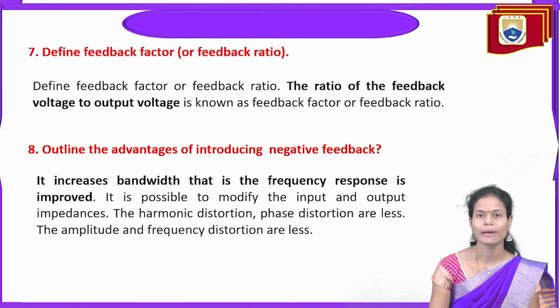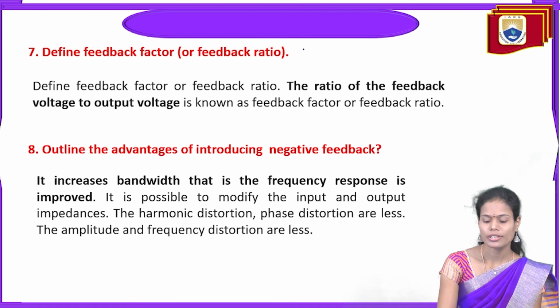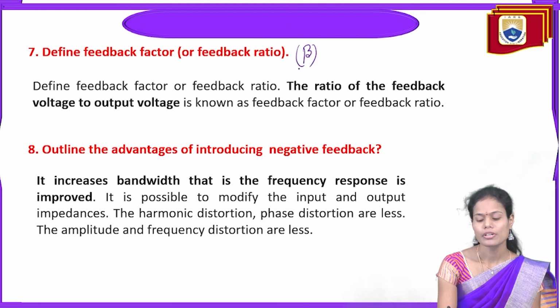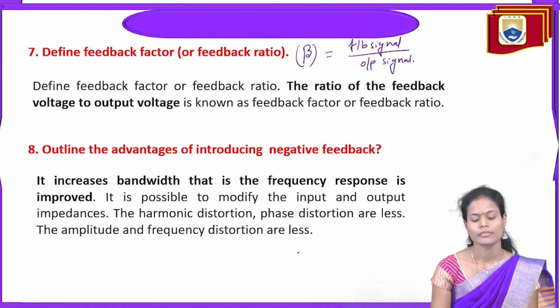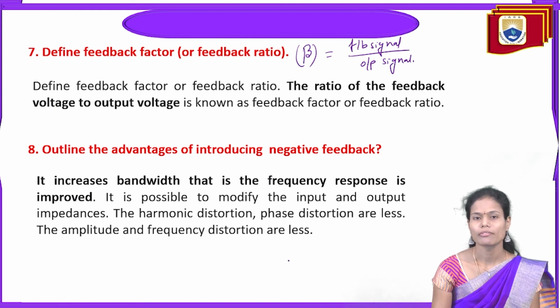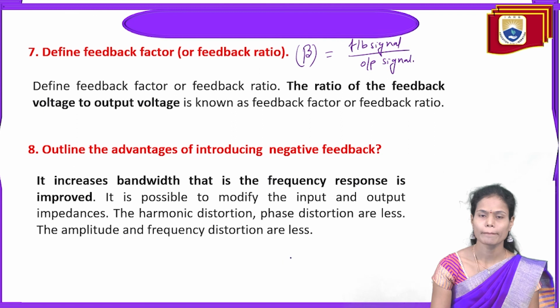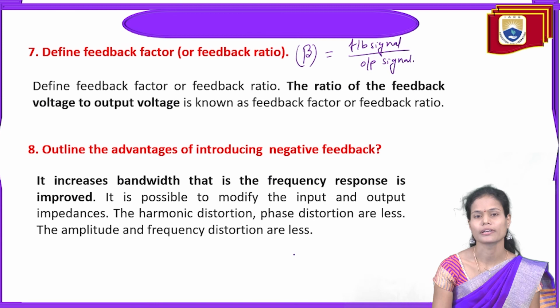And next, define feedback factor or feedback ratio. So generally we will represent it with beta. So this one is nothing but the ratio of feedback signal to the output signal, that may be the voltage or current here. And outline the advantage of introducing negative feedback. So negative feedback will reduce the noise and distortion, and improves the bandwidth range of the amplifier, and improves the input impedance and reduce the output impedance, and it will provide the distortionless output across the amplifier.